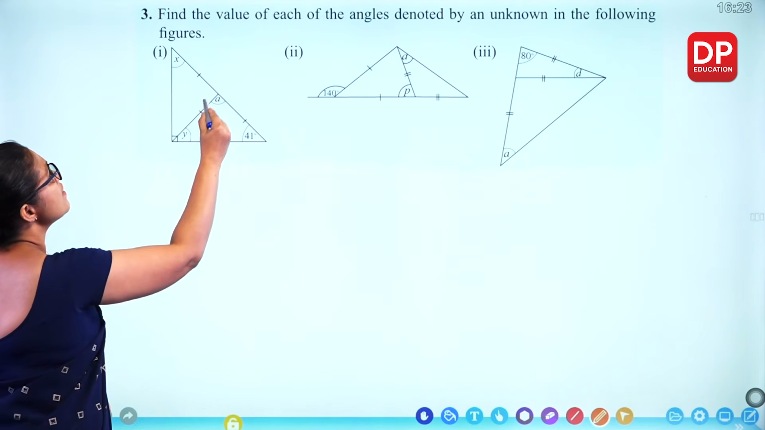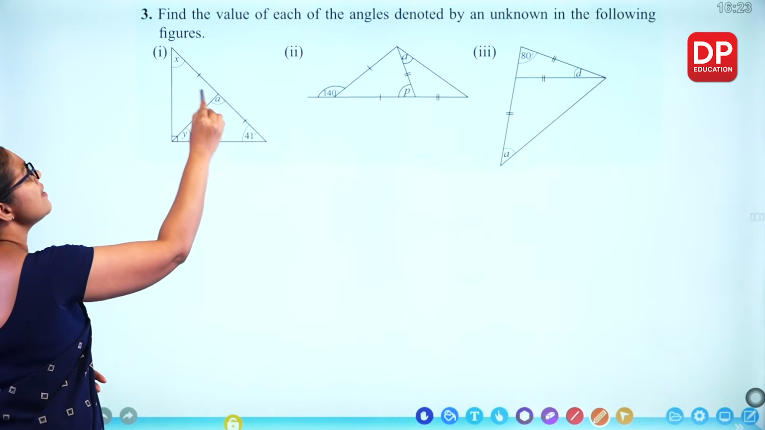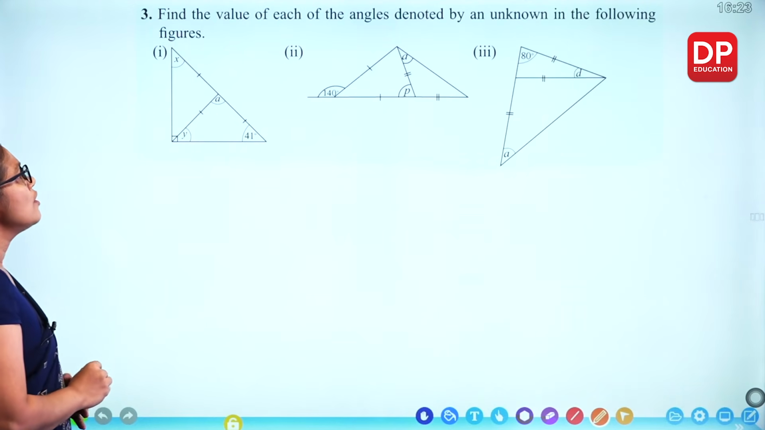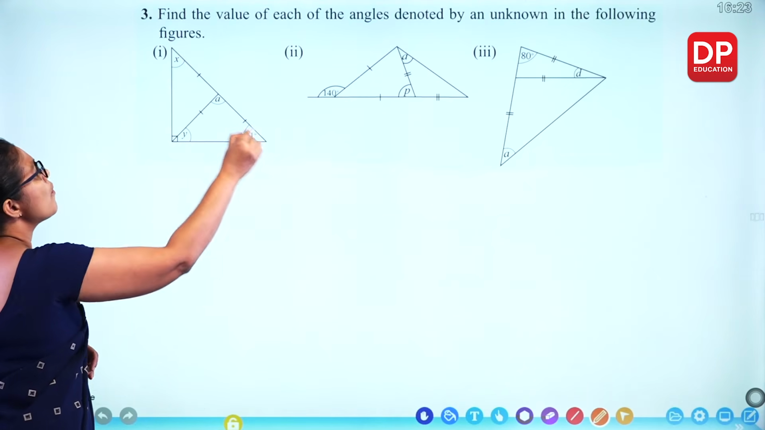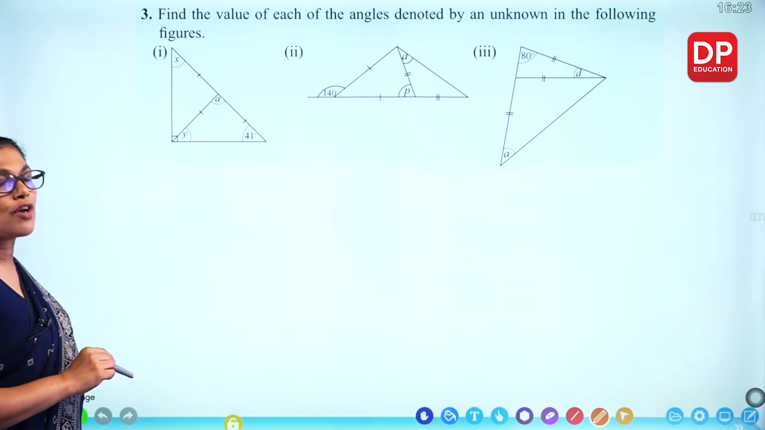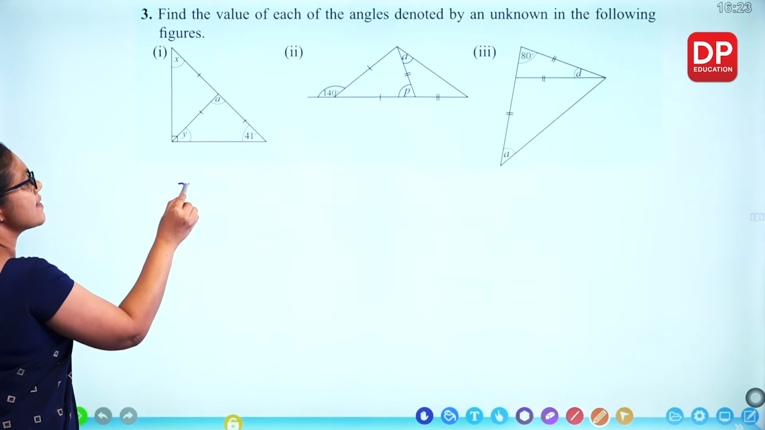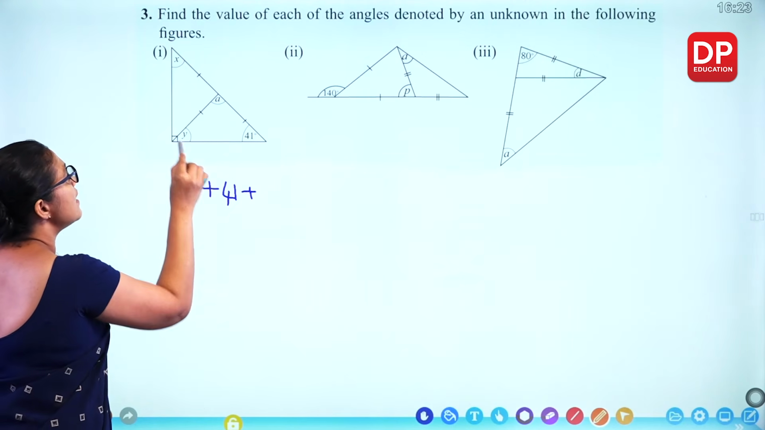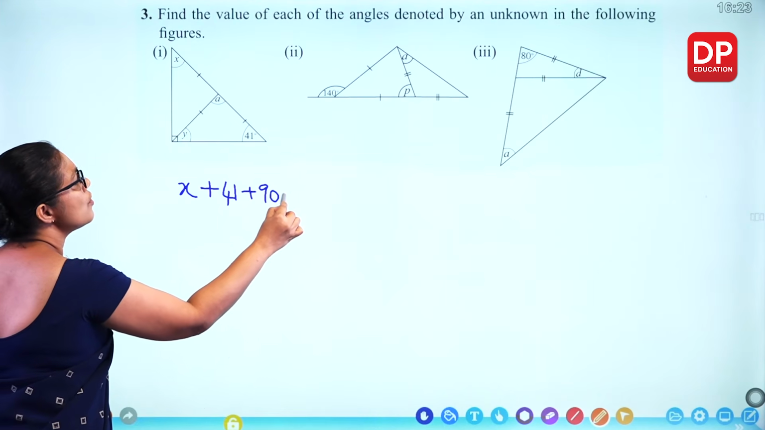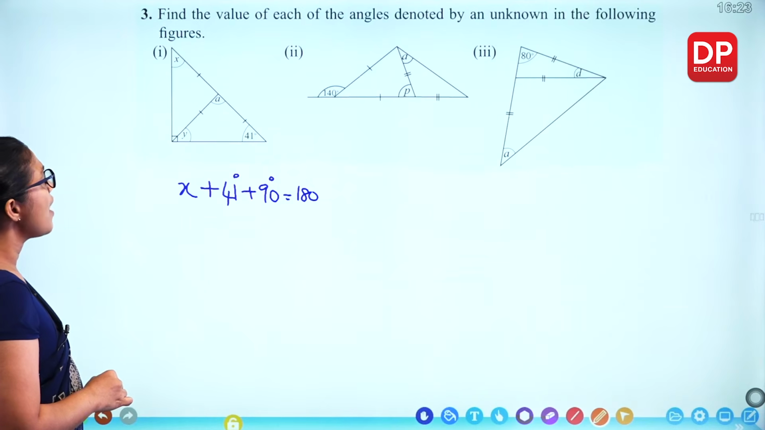Can you see in this triangle these two lengths are equal, and also in this triangle these two lengths are equal. So we'll try to fill with letters and then identify what the angles are. Now when you take the big one, it's a right angle triangle and this is 41 given. Straight away you can find x. So we can write x plus 41 plus 90 degrees is equal to 180, the sum of angles in a triangle.